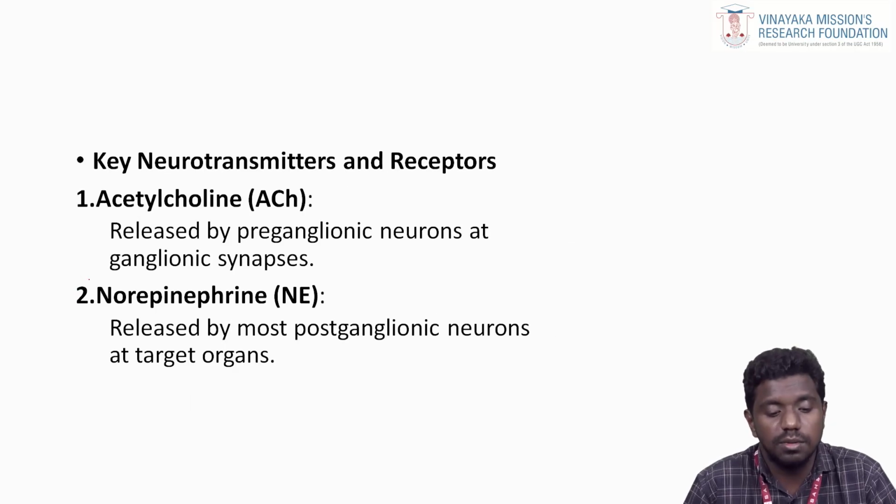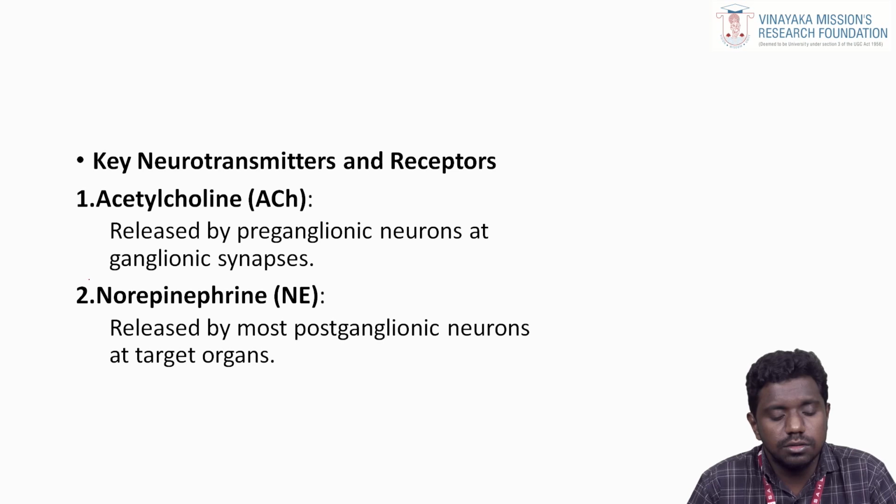Key transmitters and receptors. Acetylcholine is released by preganglionic neurons at the ganglionic synapses. It is the transmitter used by these neurons, except in the sympathetic nervous system, where it is used only in the sweat glands, and every other organ in the sympathetic nervous system uses norepinephrine, released by postganglionic neurons at the target organs.